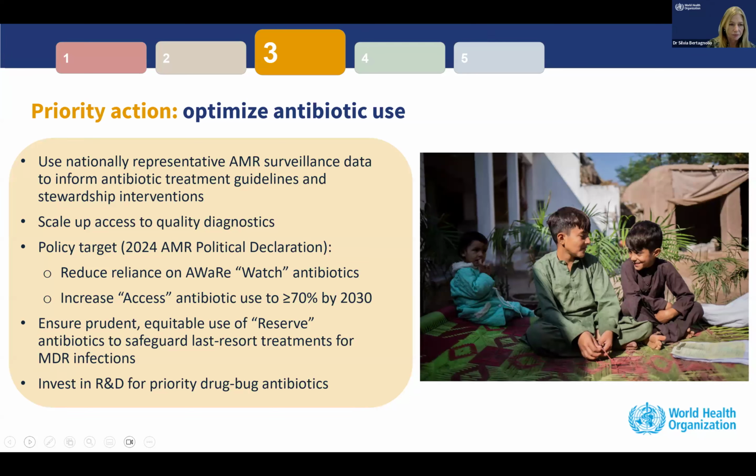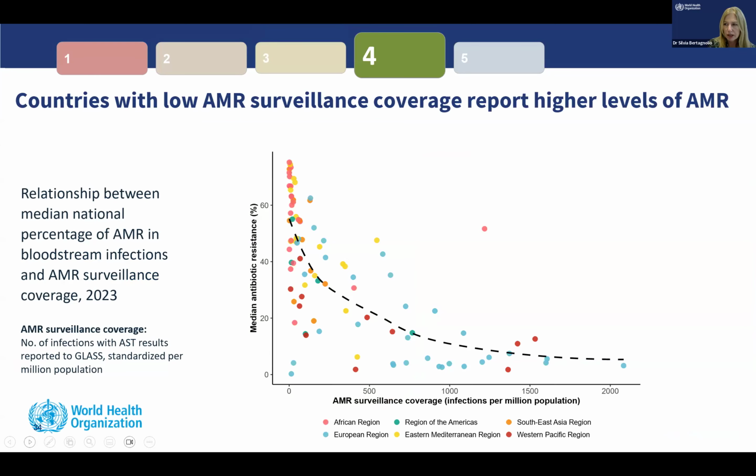Next slide. The fourth message I want to give, and concluding soon, is that we have identified in the report that settings with lower AMR surveillance coverage report higher levels of antimicrobial resistance. This means that in countries where AMR surveillance coverage is low, there is less testing done and fewer sites contributing to surveillance. Well, in these countries, the likelihood of resistance is higher, as you can see from these slides.